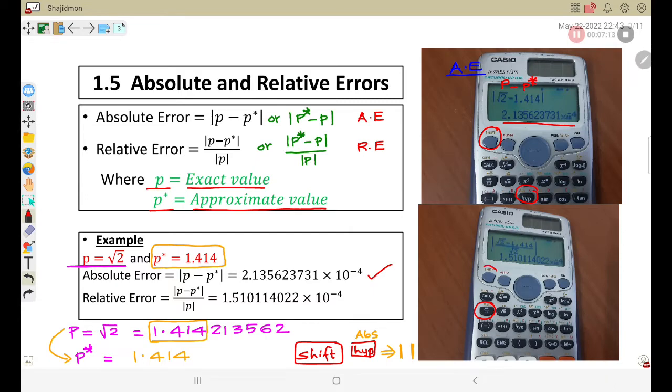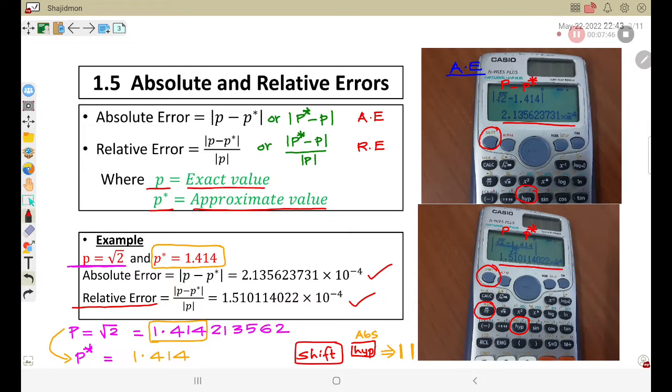After that use shift button and hyp button, so that you get the absolute symbol. First press the numerator by denominator switch, then shift hyp, so you will get the absolute symbol. Then you can enter the p number and p star number divided by p number. You will get the answer here. What is the number? 1.51011422 multiplied 10 power minus 4. This is what we call the relative error in the calculation.